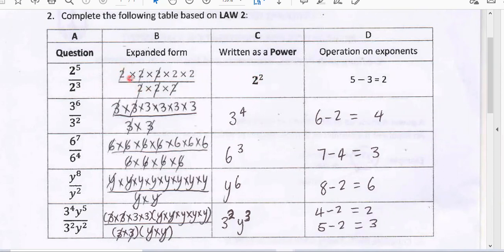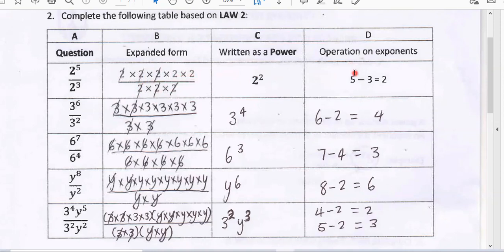How did we get 2 to the 2? The 2 will cancel off with the 2 in the denominator. So the first 2 will cancel off with one 2 in the denominator, and the second one will also cancel off, and also the third one will also cancel off. So we're only going to be left with 2 2's. So that's why we have 2 to the power of 2.